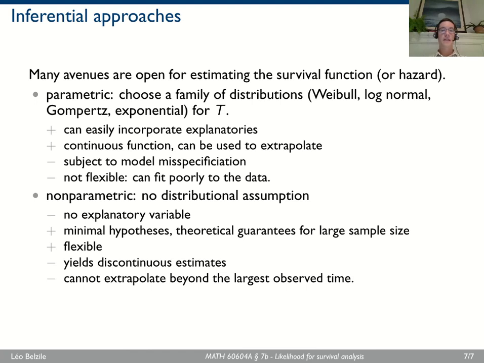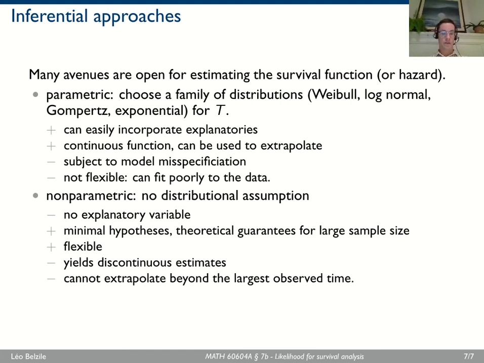The benefit is that they can readily be used to incorporate potentially explanatory variables, but we'll see other avenues. If you specify a distribution function, it's continuous, so it extrapolates beyond the range of the data, and it smooths out where you have not necessarily seen data. But it's not necessarily flexible. You're forcing the survival function to have a particular shape, and for example, if your distribution function does not capture bimodality, you'll get a poor fit, and so you're subject to misspecification.